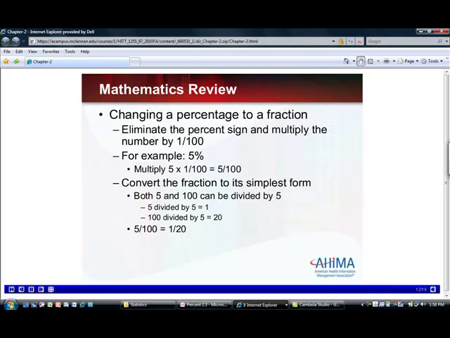Changing a percentage to a fraction. To convert a percentage to a fraction, you want to eliminate the percent sign and multiply by the number. Or you can multiply by 1 over 100, or place the number in the numerator and 100 in the denominator. To convert a percentage to a fraction, you want to eliminate the percent sign and multiply 1 over 100 by the number.